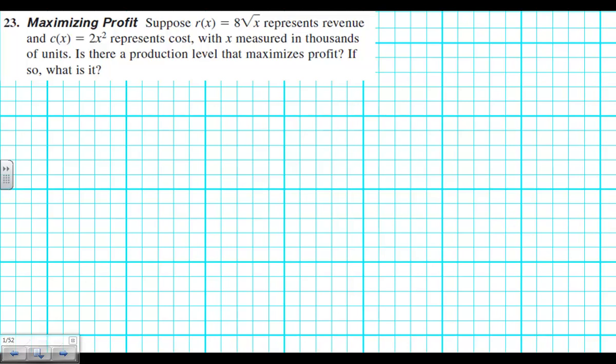So here's problem number 23 from section 4.4. And of course you guys are going to be on your best behavior, right?